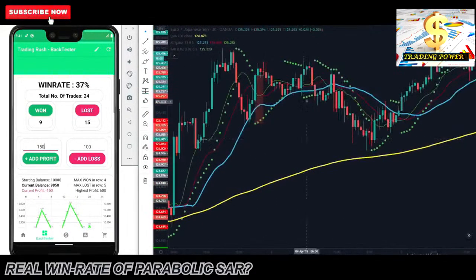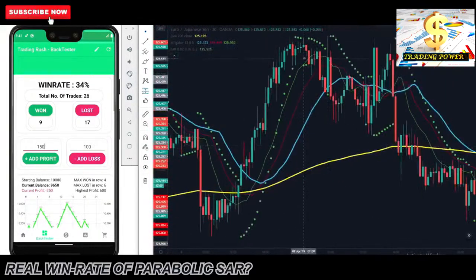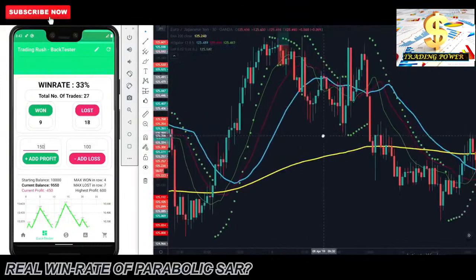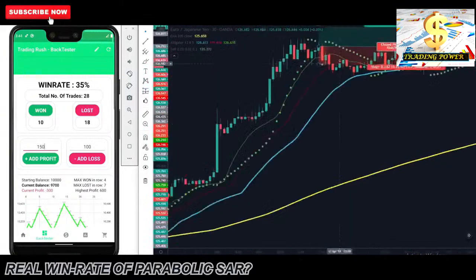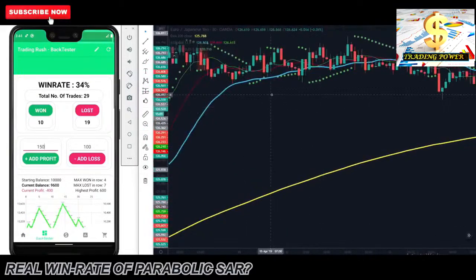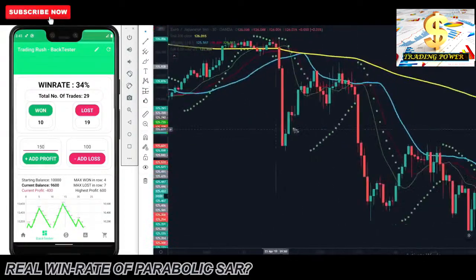Here I'm using 30 minutes time frame. I'm also taking sell setup in this example. Strategy for sell setup is very similar to buy setup. You can see how the win rate and profit graph changes as I take more trades. The real win rate will be revealed when we reach 100 trades or more.